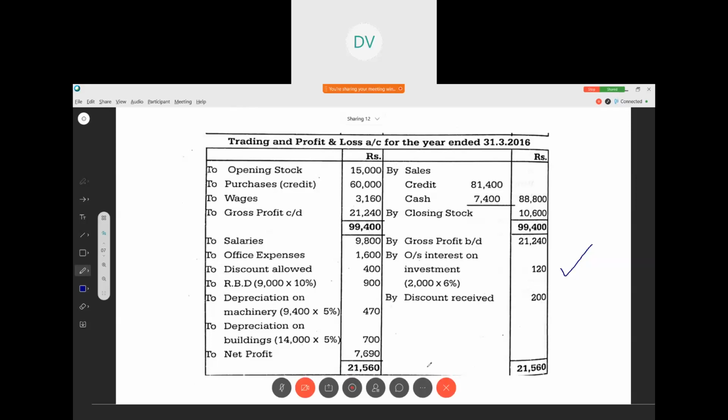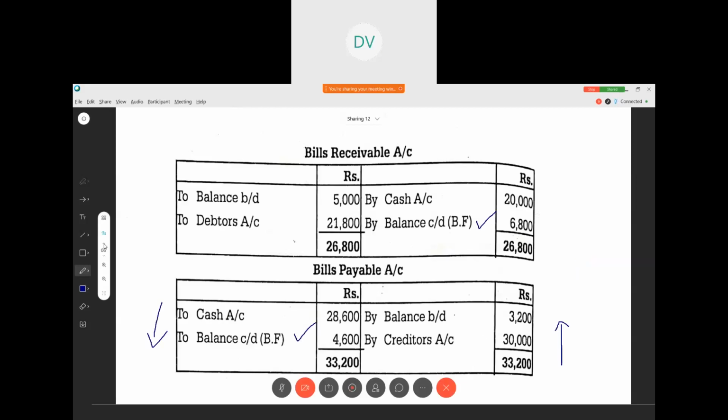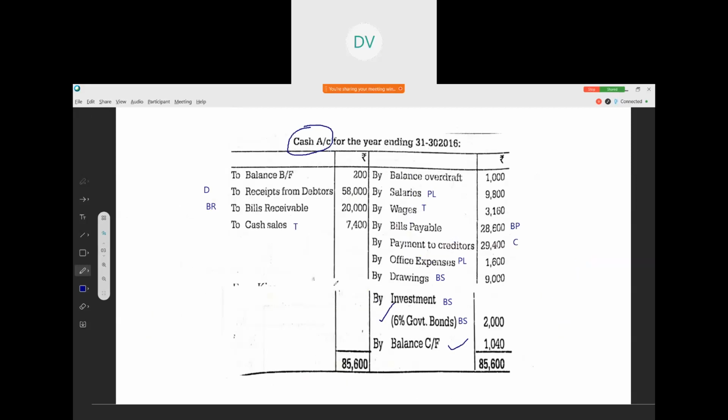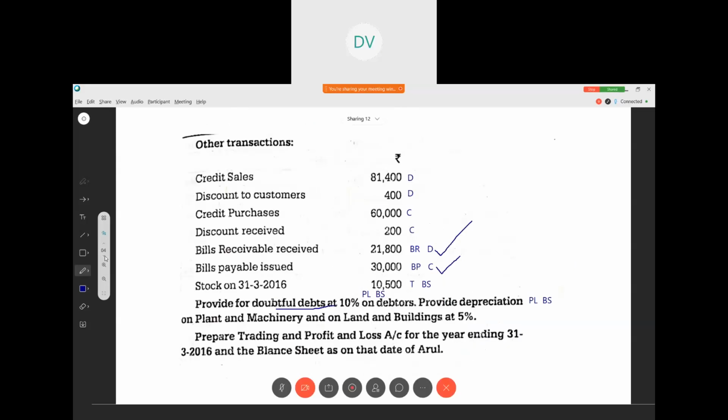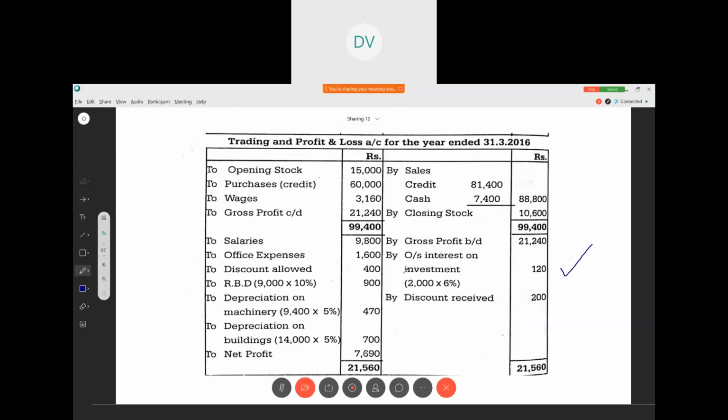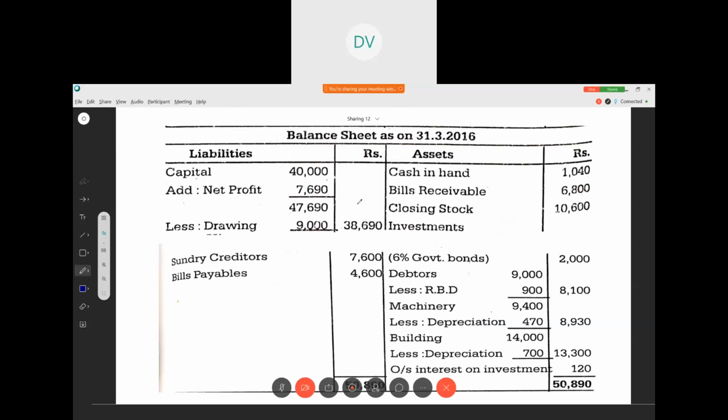Here, interest on investment they have given, and you might have observed here. See, investment is an asset. So it is income for us. So we are writing on the credit side of the profit and loss account, but it is outstanding. Outstanding we have to write because they haven't mentioned anywhere. Then discount received 200. So net profit 7,690. And finally we can prepare the balance sheet.